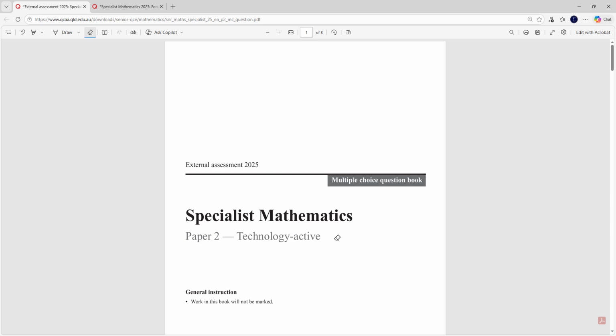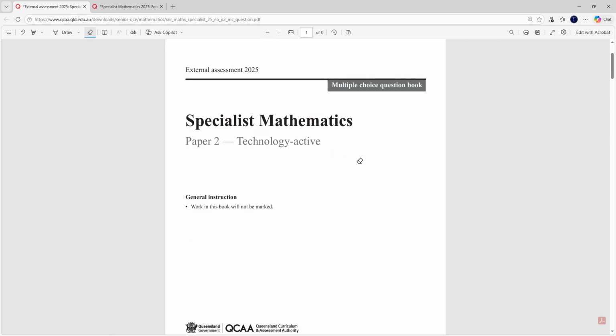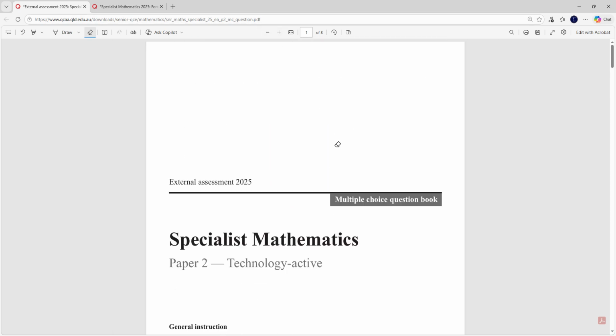to Tech Active paper for the multiple choice. Now, a lot of people said this paper was pretty hard from what I heard. But what we're going to do today is just go through each of the questions step by step and show you how I would answer them and what resources I would use.